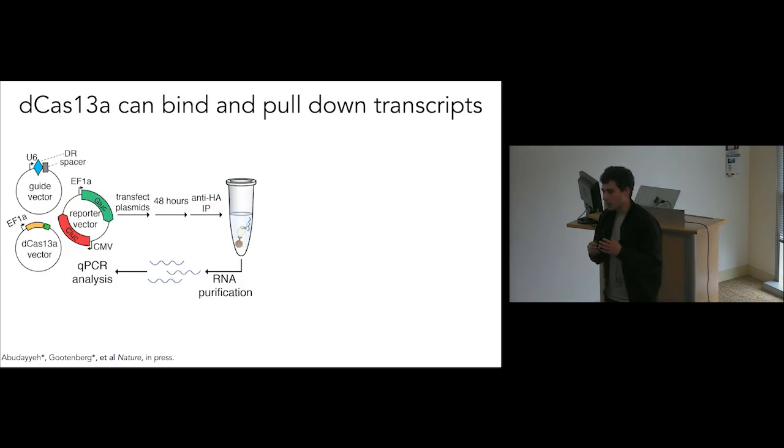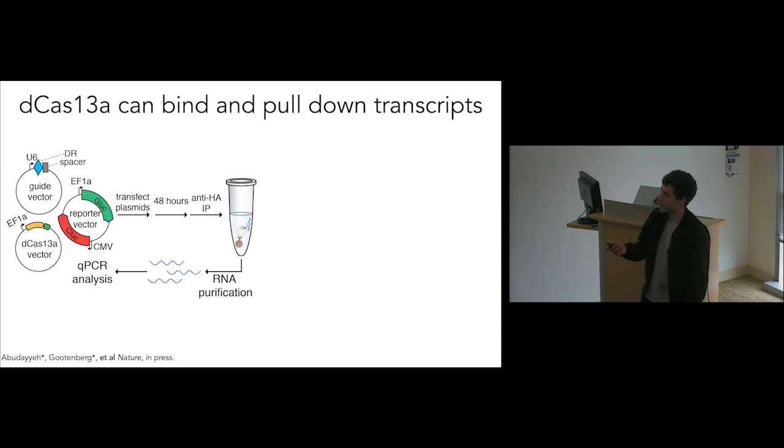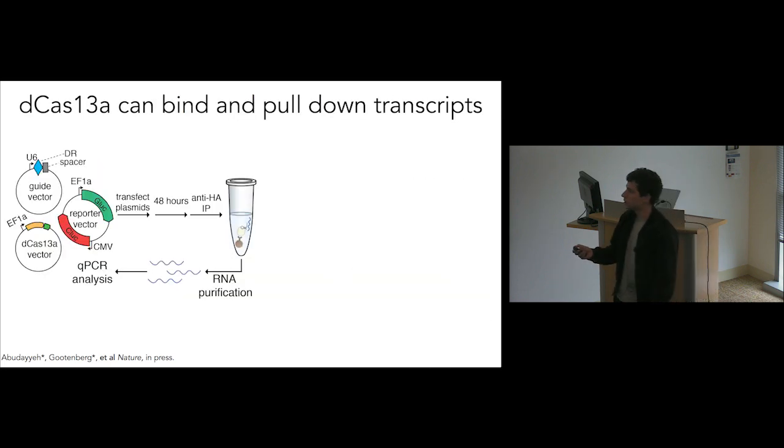So given that we can get very good specificity, we wanted to think about how we could actually use Cas13a for another application, and that was transcript targeting. To test if Cas13a was even targeting and binding to transcripts, we first catalytically inactivated it by mutating its conserved HEPN domains. That's dCas13a. And then we wanted to see if we could target our luciferase and pull it down.